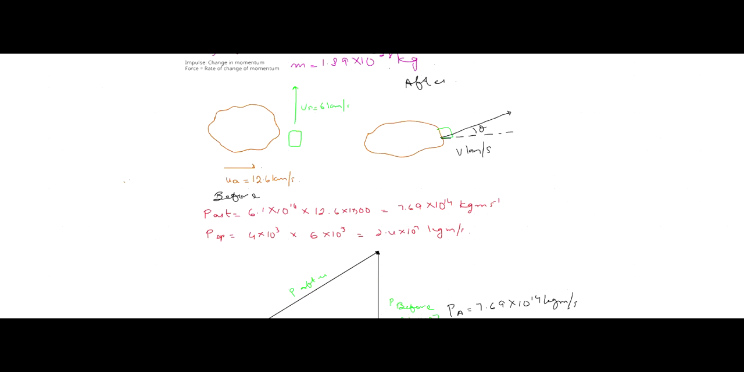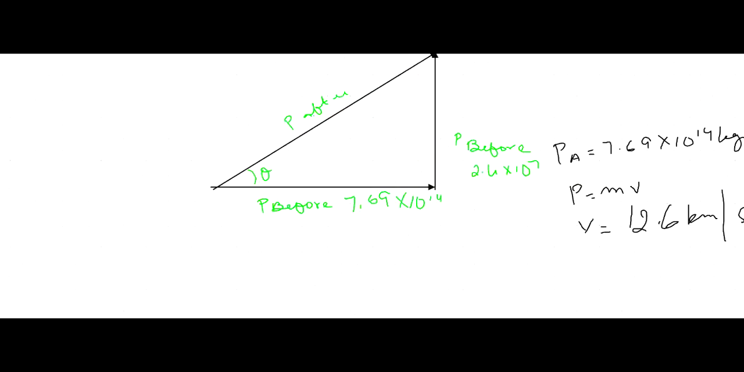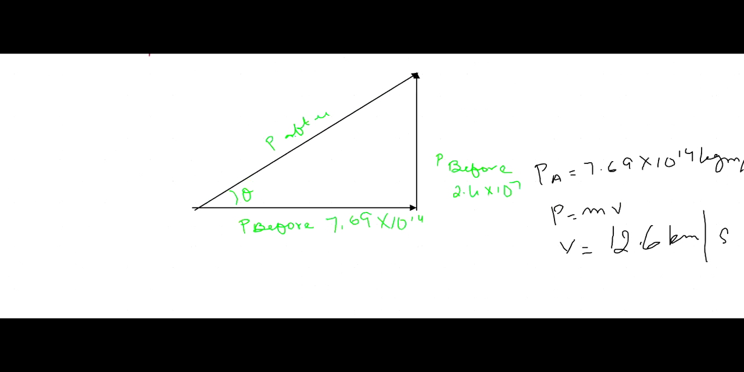How would you calculate the angle? You have your vector triangle over here. You know the adjacent and the hypotenuse, and you can use trigonometry, any trigonometric ratio. So this is how basically you're going to be solving the questions, right?